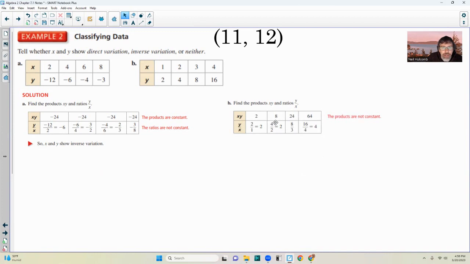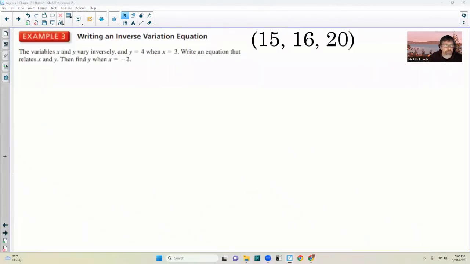So the products are not constant. See how in A this is -24, -24, -24, -24? They're inverses because the products were constant and the ratios weren't. Here the products are not constant and the ratios are not constant. So x and y show neither a direct nor an inverse variation. So this is how you determine that: multiply and divide your x's and y's. And now you should be able to do problem numbers 11 and 12 in your exercises.